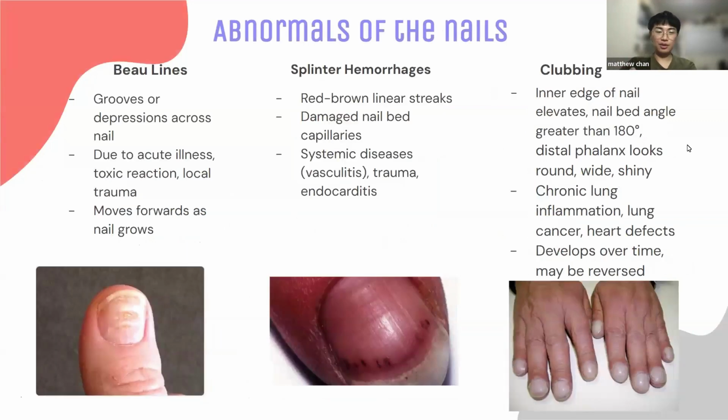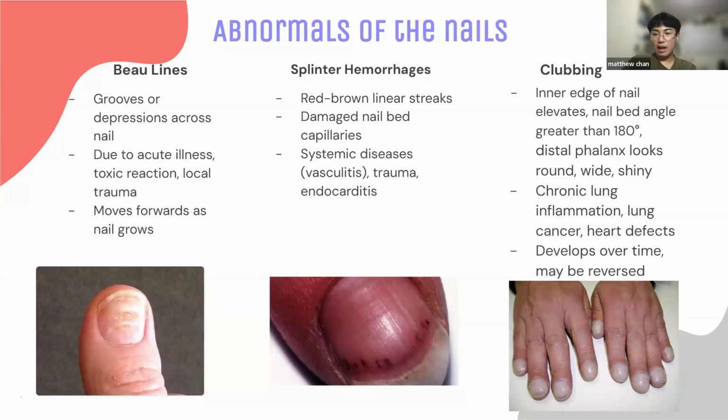Beau's lines are just little grooves or depressions across your nails, and it usually happens because of acute illness or toxic reaction or local trauma, but they usually go away because they follow your nails as they grow. And then splinter hemorrhages are little red-brown linear streaks of damaged capillaries on your nail bed, and this happens from systemic diseases.